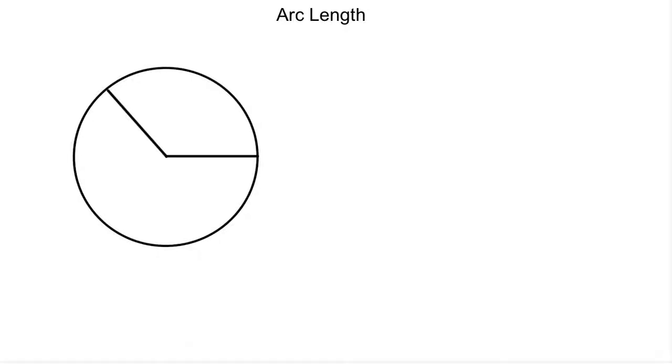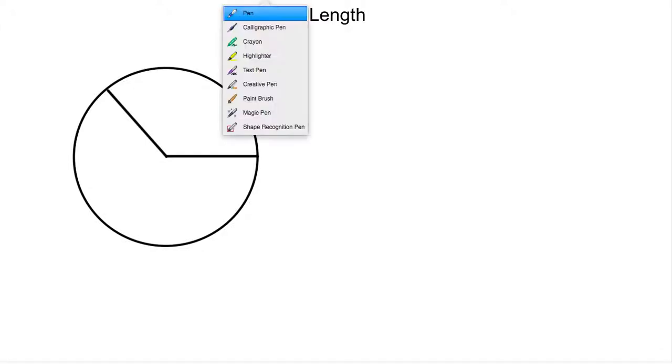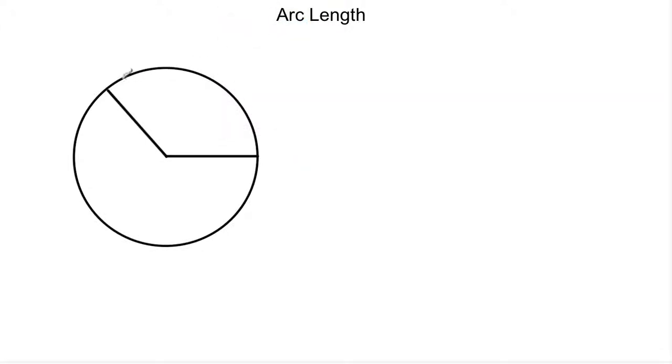Okay, so we're just going to look a little bit more at circles and some important characteristics of circles. So what we want to do is look at arc length. An arc is this area around the circle. Here, if we're looking at this angle, the arc is this portion. It's the section of the circle that's intersected by the angle.